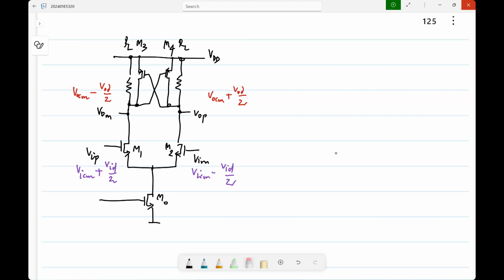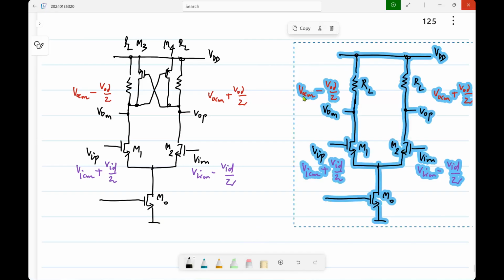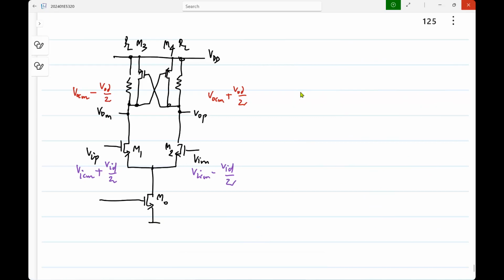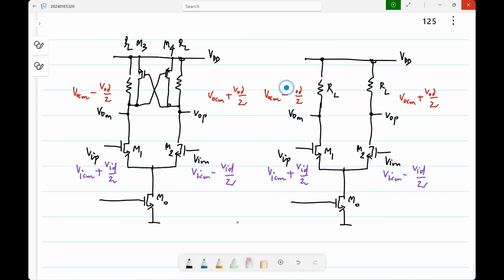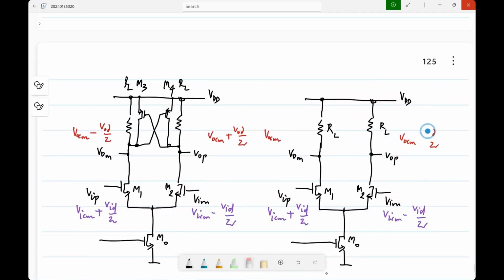So many of you have got it right. First of all, in the common mode picture, this is what you have. Okay, I think I should have copied it with the transistors. So let's see.